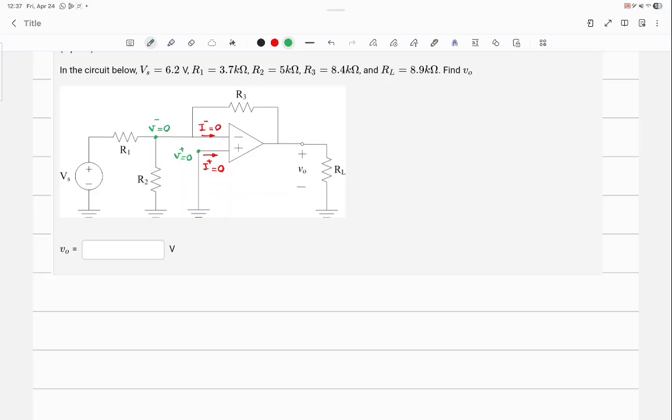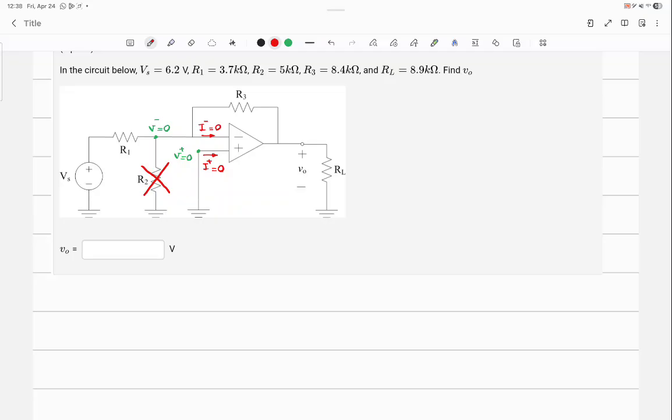First thing that you need to see here is that what happened to R2? It's shorted out. Do you see that? What's the bottom terminal of R2 connected to? Ground. The top, 0. So R2 is just gone. So the current that your voltage source is pushing passes through R1, and then where does it go? Through R3, because it cannot go inside the op-amp.